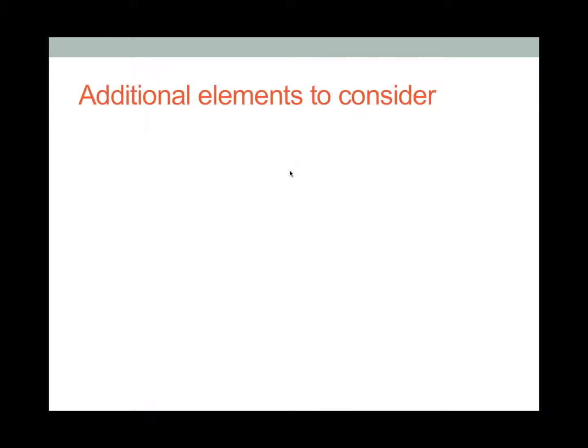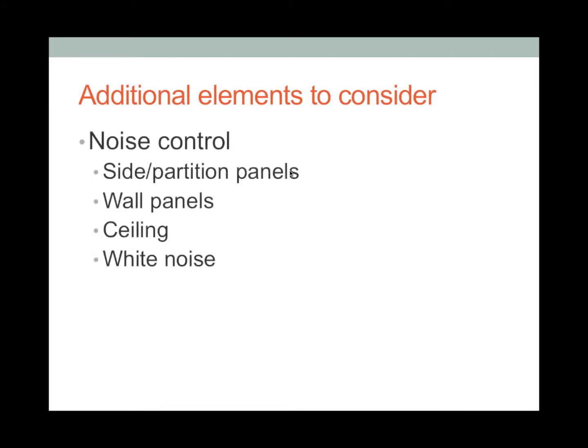So in addition, some of the additional elements that one needs to consider when looking at the reading room design are, in addition to the furniture that is going inside, noise control. There are various ways you can control the noise level in the reading room, such as side or partition panels. You can have wall panels that are sound absorbing. And even the ceiling elements can be modified to have noise reduction elements in them.